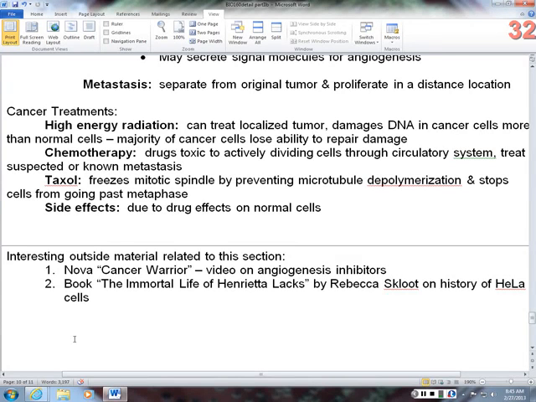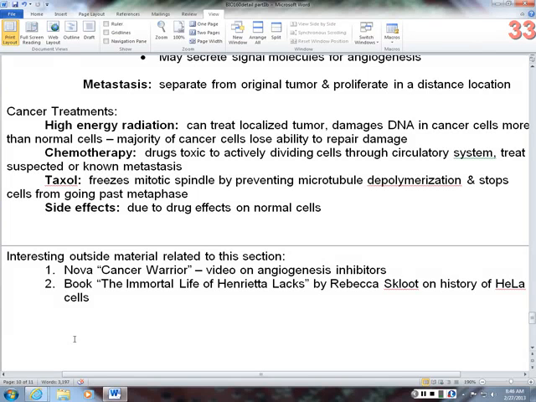With chemotherapy, these drugs are toxic to actively dividing cells. So that means they're going to be toxic to your other cells as well, but cancer cells tend to divide quicker than other cells. So the hope is that the cancer cell will take up more of the toxin and die before the whole organism dies. These will be transported through the circulatory system. There are a few that are oral. Most of them are delivered through IVs in there. And they're used to treat suspected or known metastasis in there.